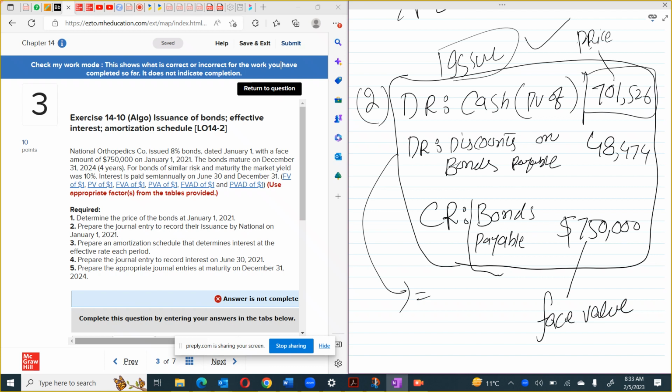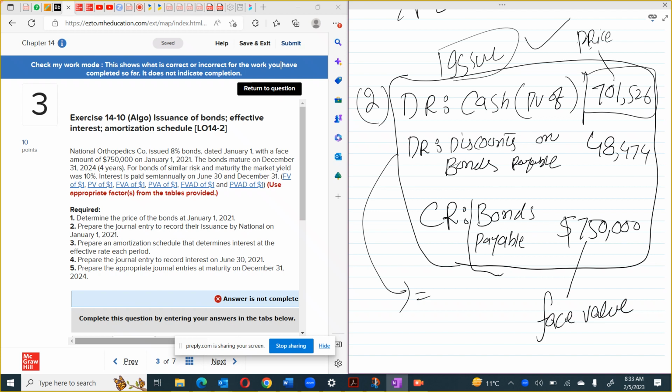So at maturity, you will perform two double entries. One is about interest expense, and the second one is the repayment of principal, because you are repaying the principal. So I will go to the requirement. I will write these entries and my answer will be correct.